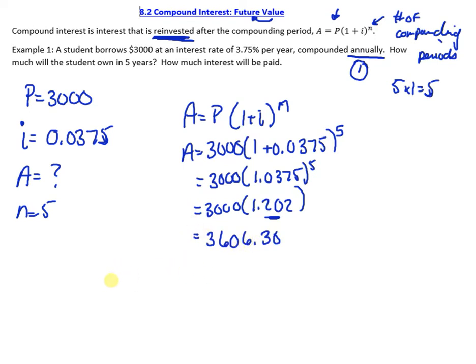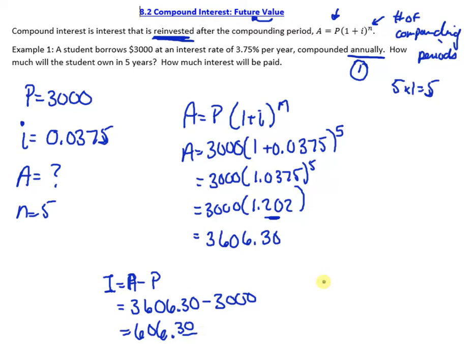Okay, so how much interest will they pay? Interest equals amount minus principal. I always get those backwards. 3606.30 minus the 3,000. Well, that's easy. They're going to make $606.30. And remember the dollar sign will be paid.